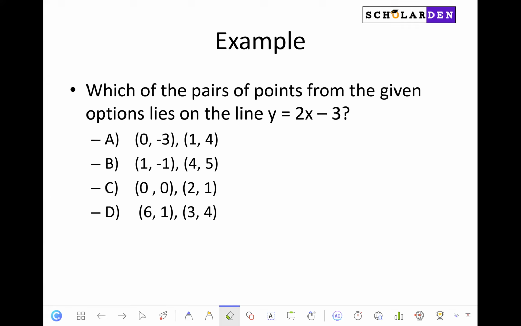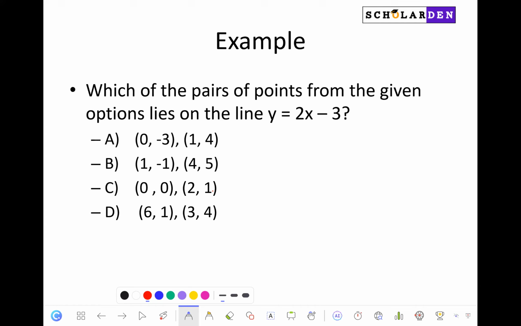Okay, so the first example. Which of the pairs of points from the given options lies on the line y is equal to 2x minus 3? There are two ways to go about this example. The first, which is probably the simplest, is to start substituting these points one by one into this line, and then identify whether the point lies on the line or not.